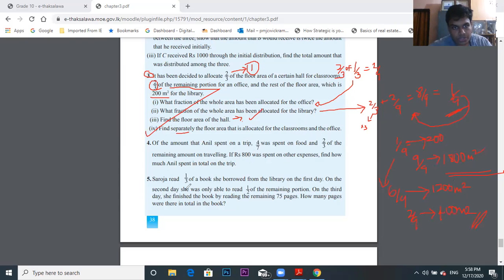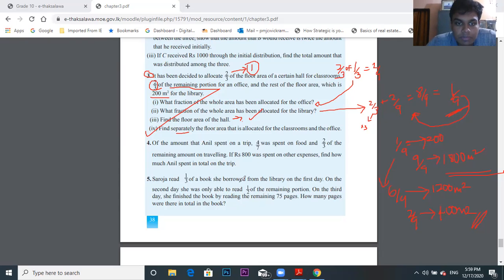We'll do the fifth one also. So Saroja read 1/3 of the book she borrowed from the library on the first day. On the second day, she was only able to read half of the remaining portion. On the third day, she finished the book by reading the remaining 75 pages. How many pages were there in total?